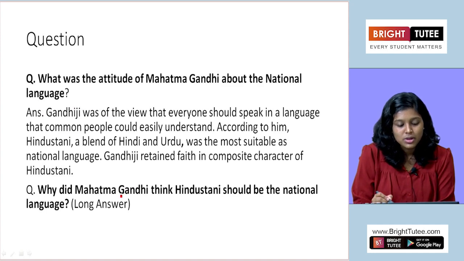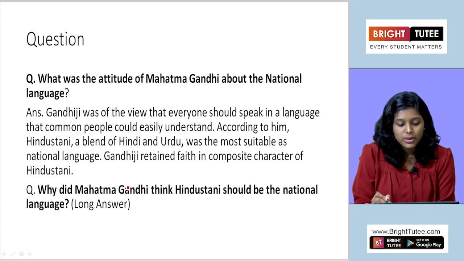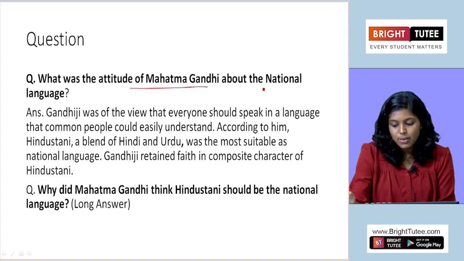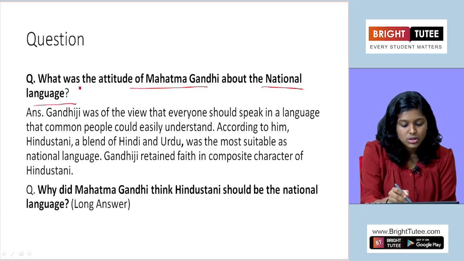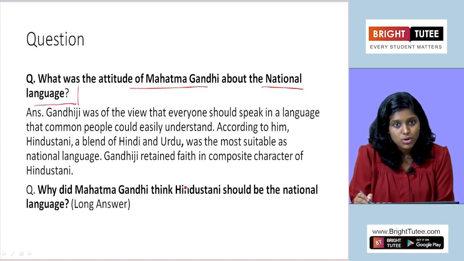So now let's discuss a few questions from this topic. So one question is, what was the attitude of Mahatma Gandhi about the national language? While discussing the debates on national language, we saw how Gandhi had supported Hindustani, a blend of Hindi and Urdu, as the national language of India.